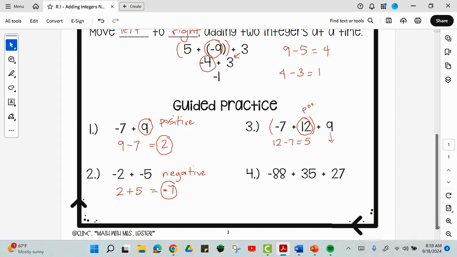And then we're going to bring down our plus 9. So I'm going to do 5 plus 9. And these are both the same sign. And they're both positive, so that means my answer is positive. So 5 plus 9 gives me 14.